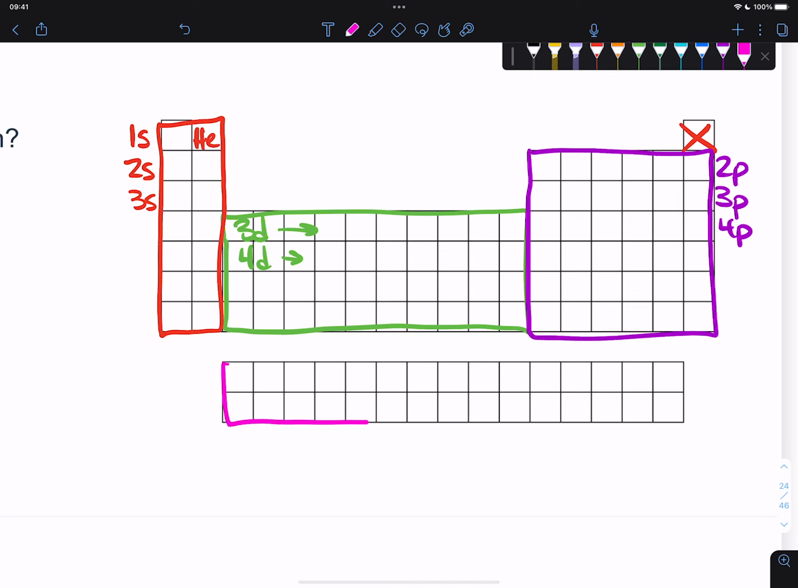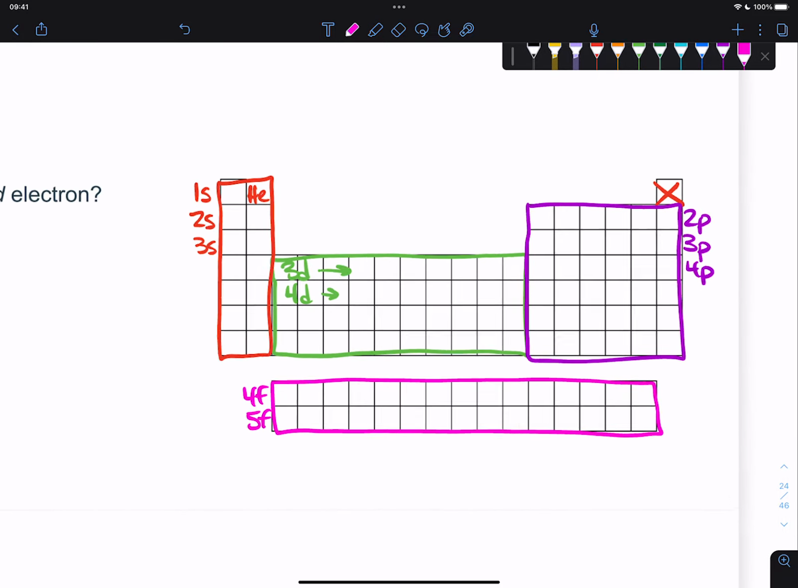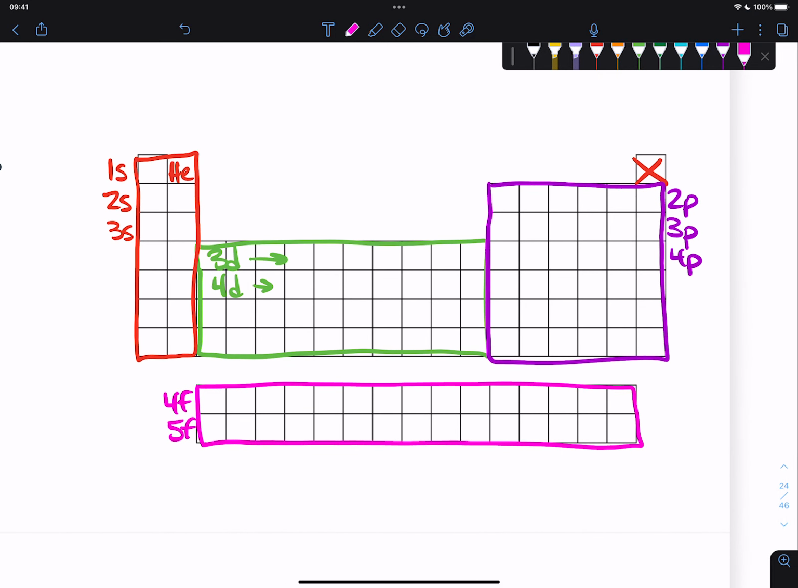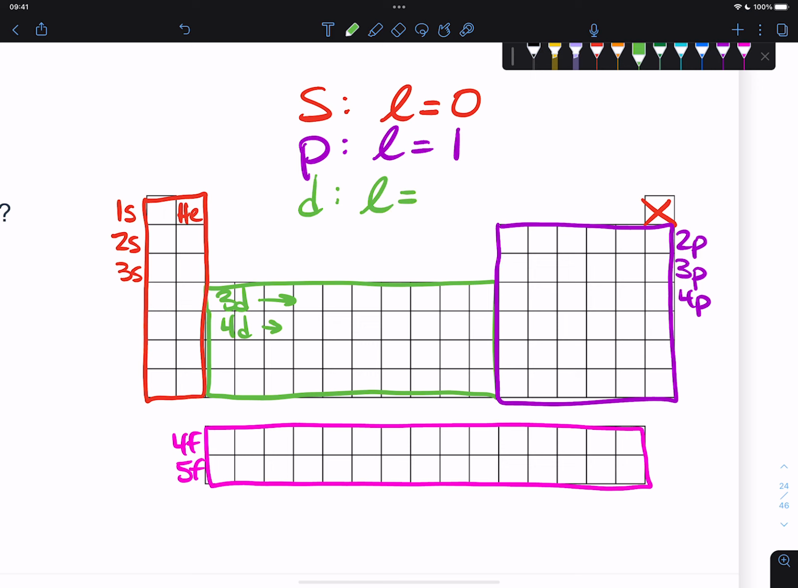then lastly you have the F block. The F block starts with 4, so you have 4F and 5F in terms of the principal quantum numbers. Now when it comes to L, that is actually how you determine which one it is. So for the S block, L is equal to 0. And then for the P block, which is purple, L is equal to 1. For the D block, L is equal to 2. And for the F block, L is equal to 3. So that's one thing that kind of helps.